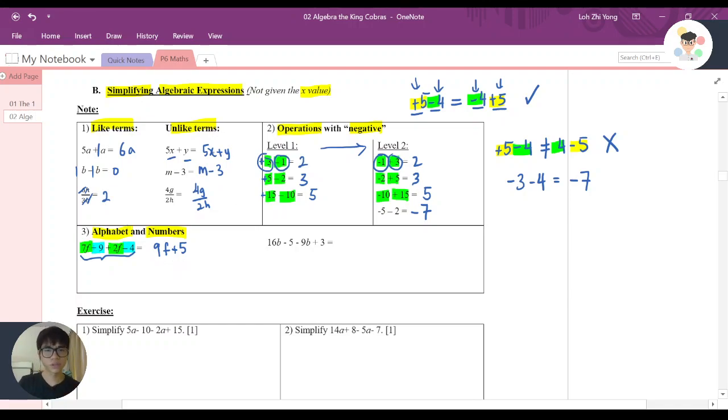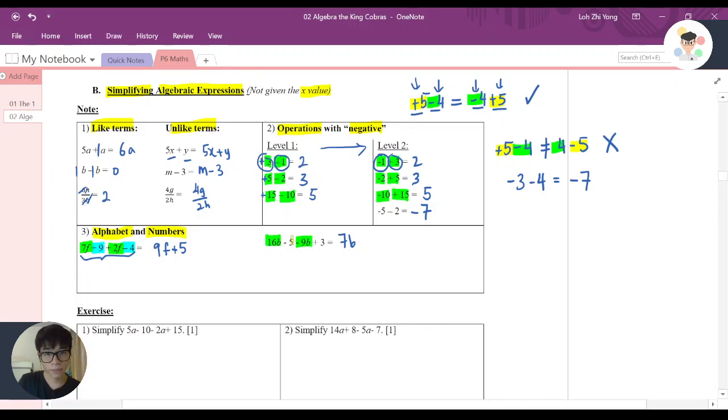Okay? Now, let's look at the next one. Here it says 16b minus 5 minus 9b plus 3. So as usual, we do the same thing here. 16b, we can't add or minus with the 5. So we do only with the like terms. 16b minus 9b is equal to what? 16b minus 9b is equal to 7b, right? 7b.